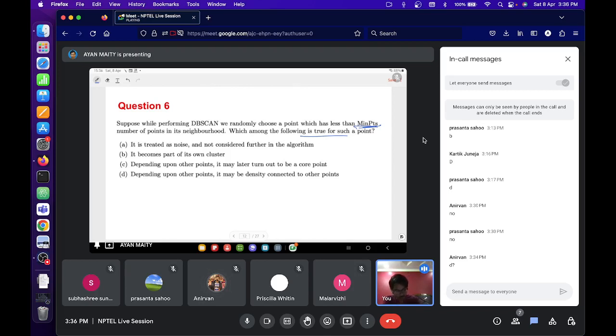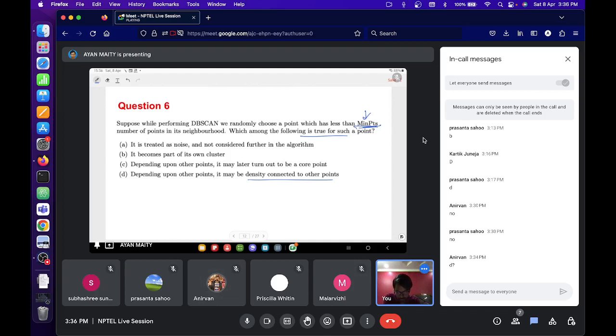So the randomly chosen point has fewer than MinPts points in its neighborhood. That means it cannot be a core point. That is the first thing: core points are those points which have more than MinPts points in their neighborhood. So it can either be a noise point or a boundary point, which is the same as being density connected to other points. These are the only two options possible.